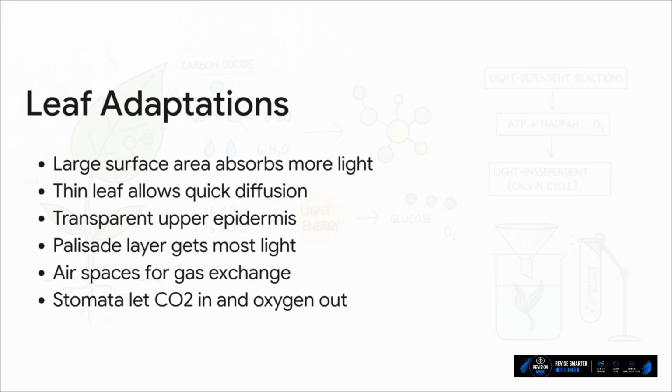At the very top, you've got this transparent layer called the upper epidermis. It's literally like a skylight, letting the sun shine straight through to the palisade layer underneath, which is just absolutely packed with those chloroplasts we talked about. Further down, the spongy mesophyll has all these air spaces to let gases move around easily. And finally, on the underside, we have stomata, tiny little pores controlled by guard cells that act like doorways. They let the carbon dioxide in and let the oxygen out.